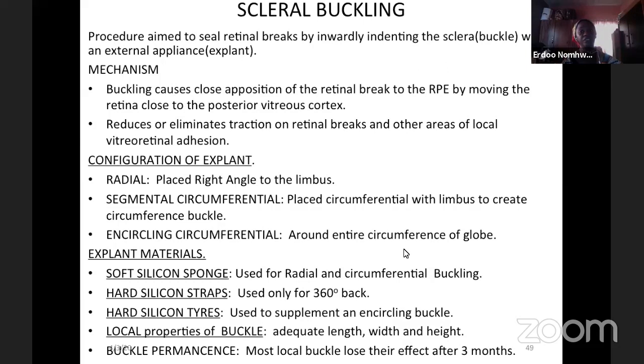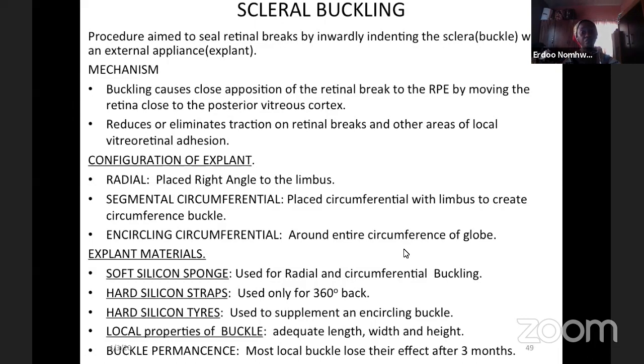Then scleral buckling is another surgical technique that is offered to patients that have retinal detachment. Here what you aim to do is to seal the retinal breaks by indenting the sclera with an external appliance. Indenting the sclera forms a buckle, while the external appliance we're using is the explant. The buckling causes closer apposition of the retinal break to the RPE by moving the retina close to the posterior vitreous cortex. This reduces or eliminates traction on the retinal breaks and other areas of local vitreoretinal adhesion.